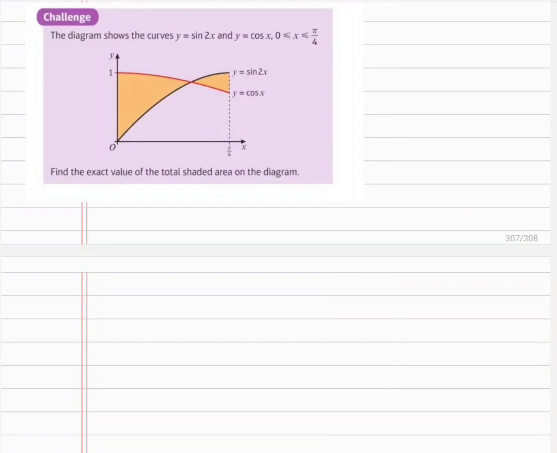Hi everyone, this video is on exercise 11H, the challenge question. So we are given this diagram which shows the curves y is equal to sine 2x and y is equal to cos x, and we want to find the exact value of the total shaded area.